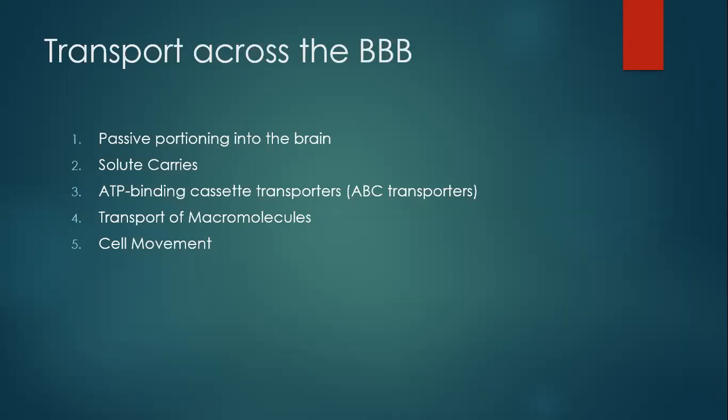The third way is through ATP binding cassette transporters, or ABC transporters. ABC transporters are a family of proteins. Their major role is to function as active efflux pumps that consume ATP and transport a diverse range of lipid-soluble compounds out of the brain, endothelium, and the central nervous system. So they carry out neuroprotective and detoxifying functions by removing potentially neurotoxic drugs from the brain.